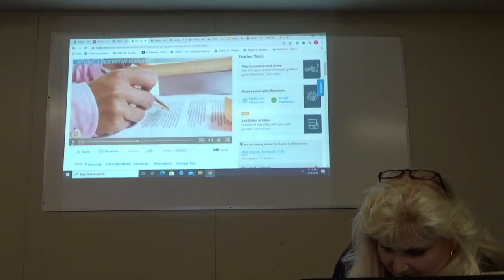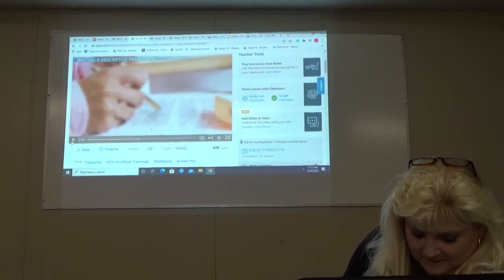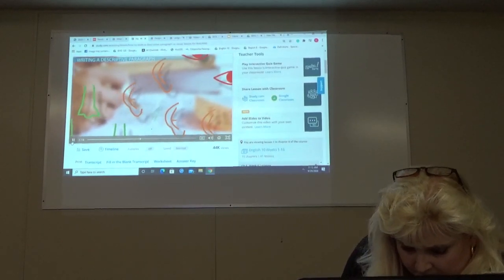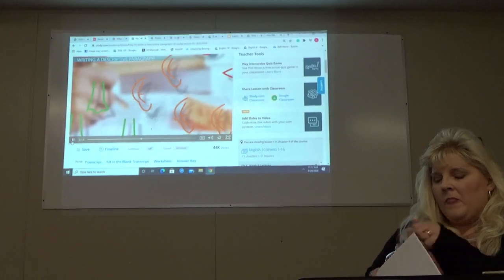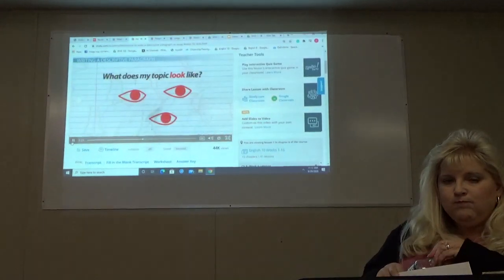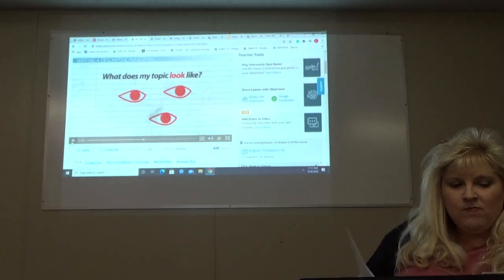Once you have selected a topic to write about, it's important to start thinking about what sensory details you can include to help your readers feel like they are experiencing what you are writing. To do this, it helps to ask yourself the following questions. What does my topic look like? If I drew a picture of it, what would I draw?